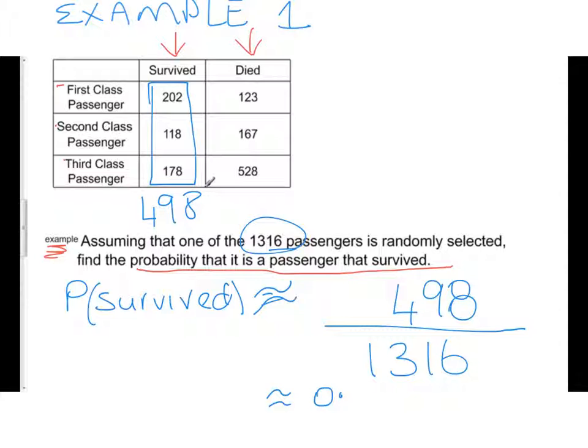0.334. Say again? What we need to do is, it's really important that we use 3 decimal places. 0.378. So if we take it to 3 decimal places, we can then say, well, that's approximately 38%. Because percent means per 100. So we'd be multiplying this by 100 and we'd get about 38%. Okay, so the probability that one of these 1,316 people chosen is a survivor is 0.378 or about 38%.